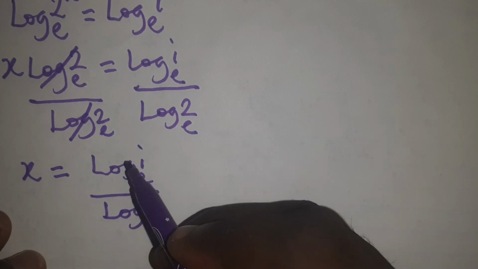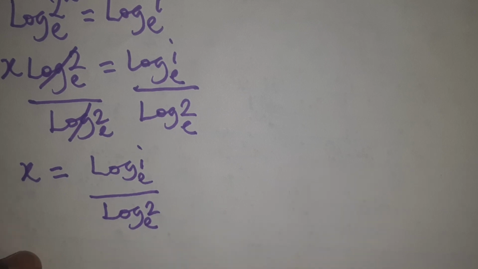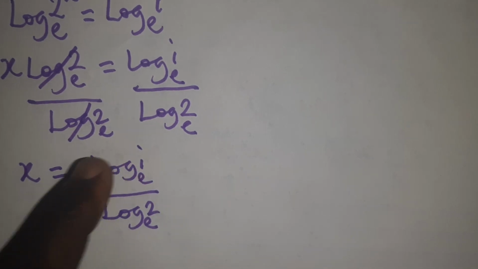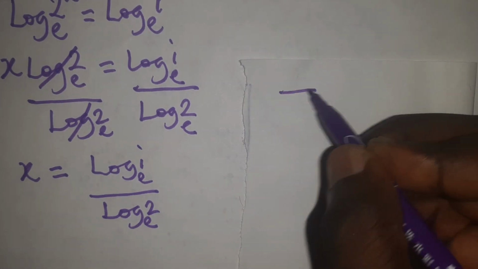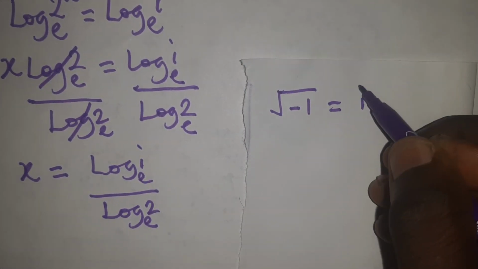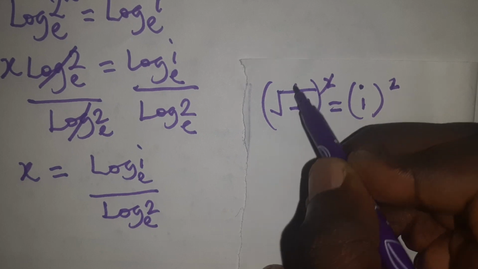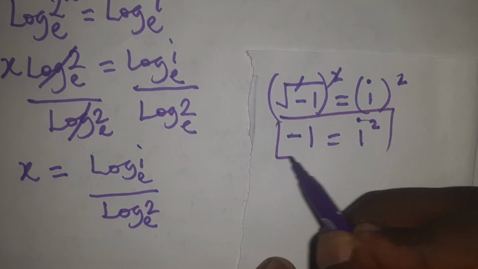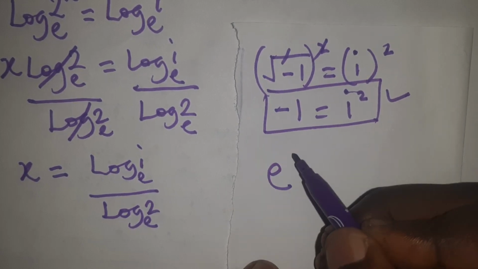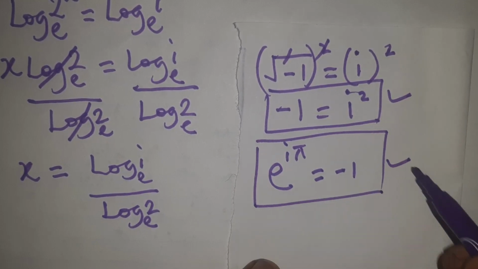Then we could still further get a value for log i to the base e, if we don't want to stop here. How do you get a value for log i? We can have it this way: when you have root minus 1 being equal to i, and then you square both sides, the 2 here eliminates the root. We now have minus 1 equals i squared. Take note of this. And also when you have e raised to power i pi equals minus 1, take note of this equation also. So we're going to work with this.